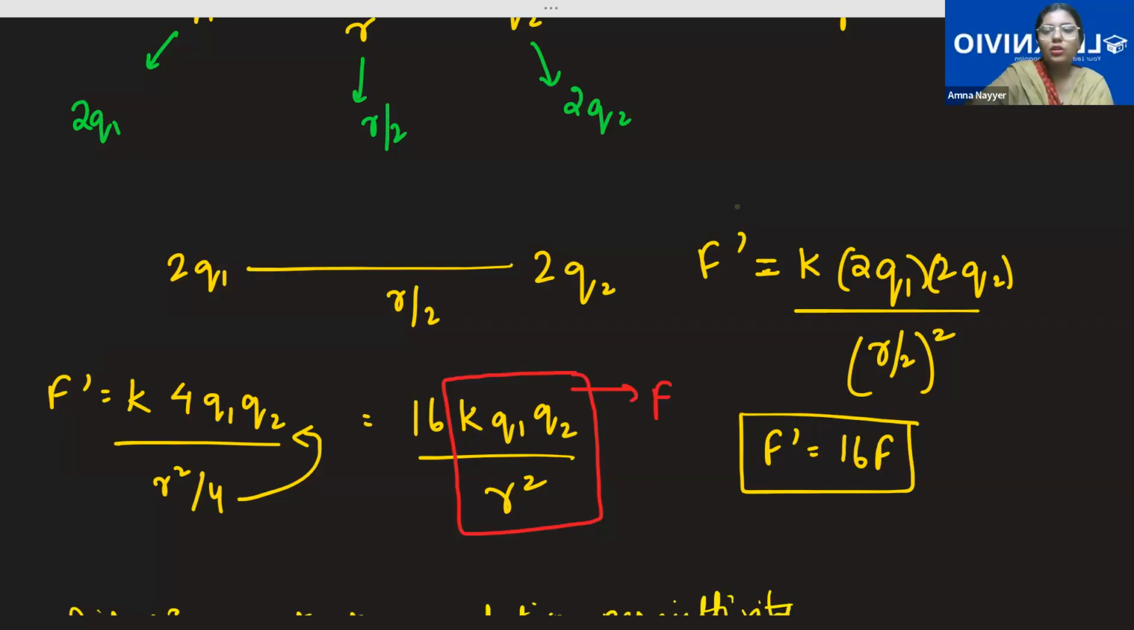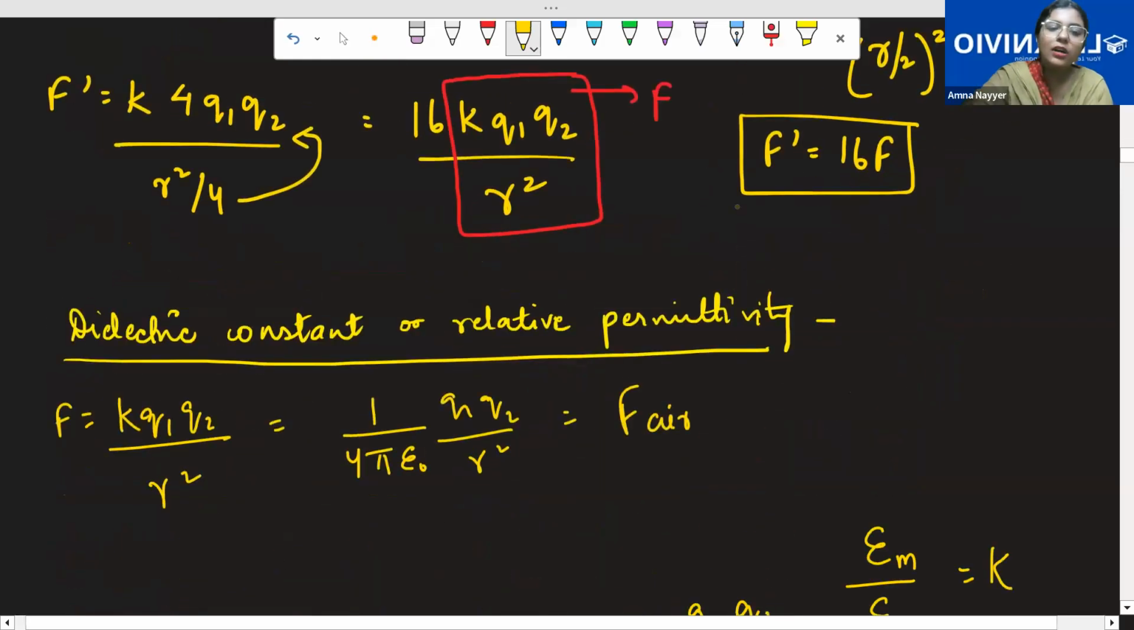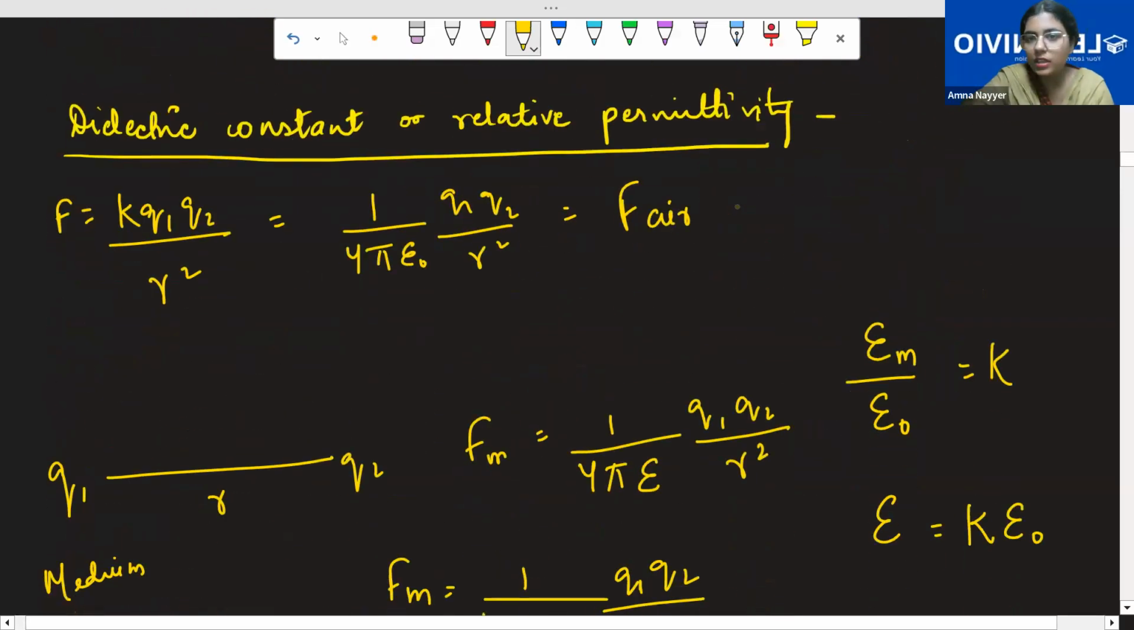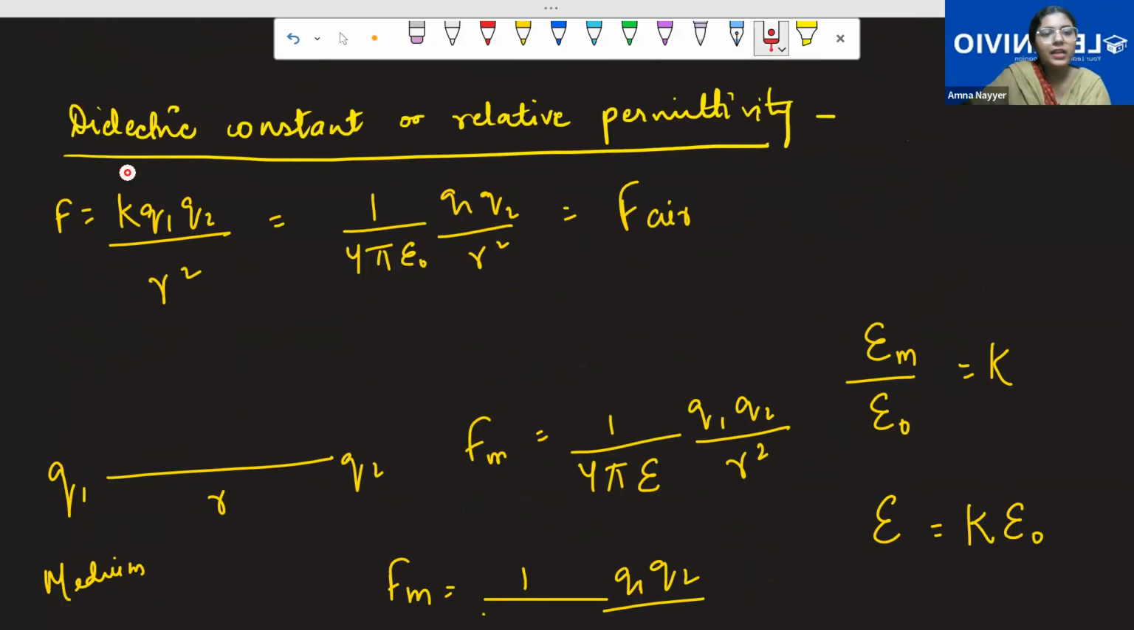Okay, so let's move further. Now, a little about the dielectric constant or the relative permittivity, which we saw in the last class, so I'll make it a little quick. We discussed F is equal to K Q1 Q2 by R square. When we have the force in air, we put the value of epsilon naught, so 1 over 4 pi epsilon naught Q1 Q2 by R square. This is the force in the air.